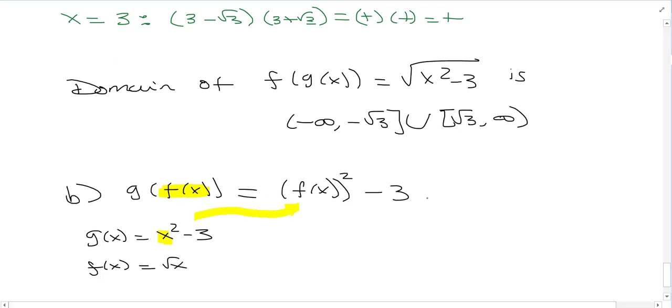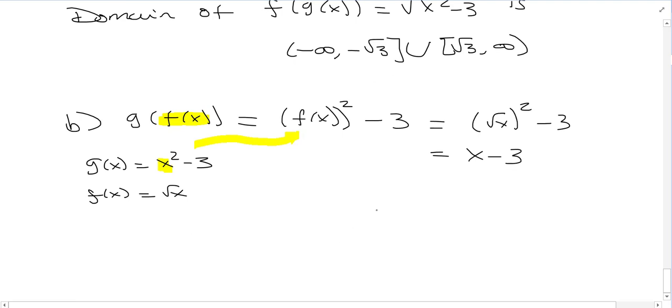And now what is f of x? Well, f of x is the square root of x, not squared, minus 3, so I just get x minus 3. And what is the domain of that? This is a polynomial, so the domain is all real numbers.